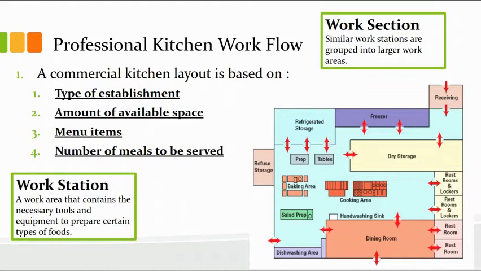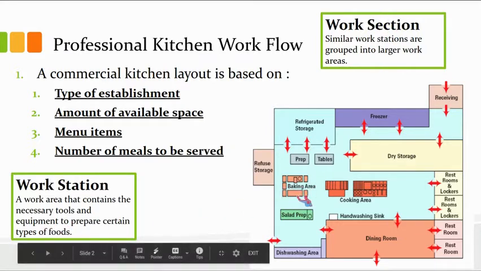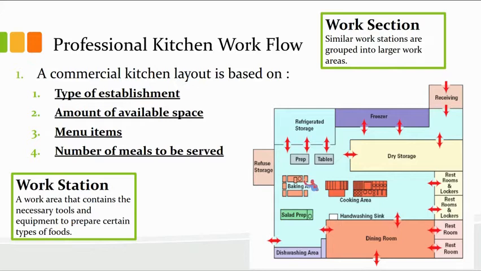So we have what we call workstations and work sections. Workstations are areas that contain everything that you're going to need, including the equipment to prepare certain types of foods. So, for example, in this picture, this small section right here, we have the whole baking area, which would actually be called a section. Within the baking area, you more than likely have a station right on this side. This station is going to have everything you need to bake cupcakes.